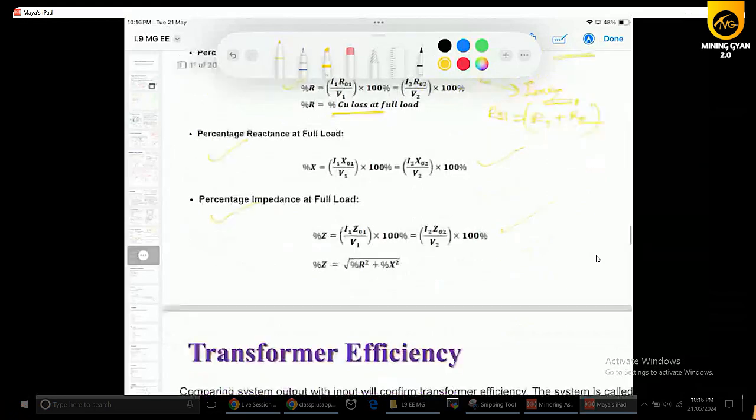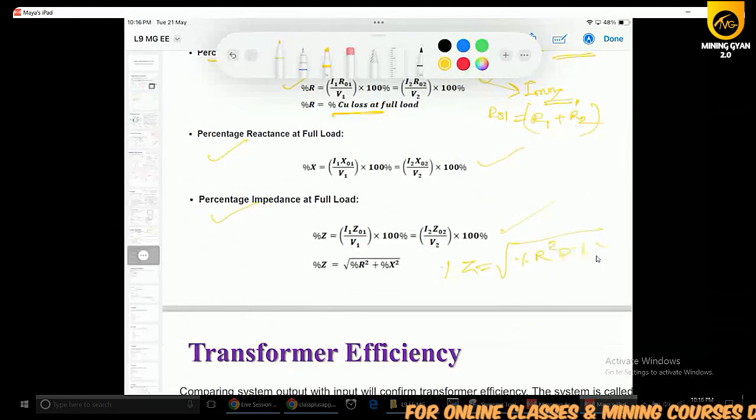And how to calculate percentage impedance directly? If you have the percentage resistance value and percentage reactance value, you can apply this formula directly with these two values.